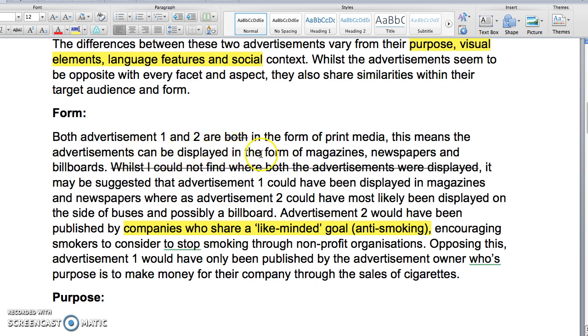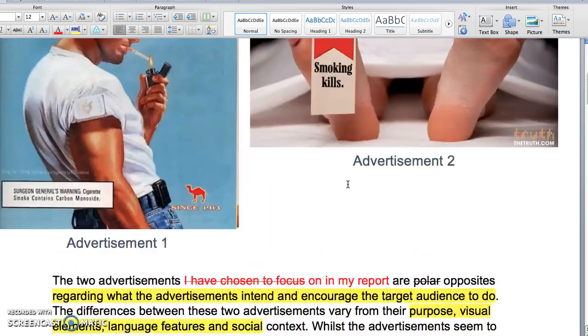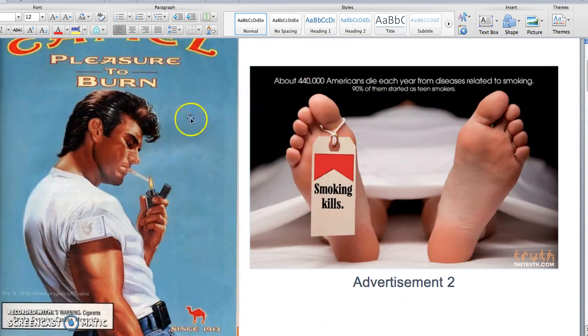So the advertisement will be displayed, or published, in magazines, newspapers, and on billboards and in bus shelters. Now, don't say, "whilst I couldn't find where both the..." This isn't a research project. We don't use "I", and we're not talking about research. You're analysing what's there in front of you in order to demonstrate your knowledge and understanding of how the creators of these visual texts are using the conventions of the genre, the techniques of the genre, to create an impact on you. And yes, you have two very different purposes.